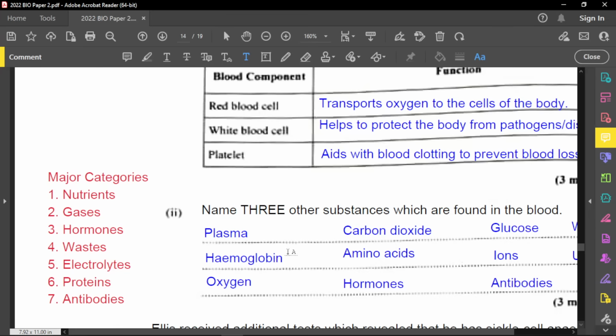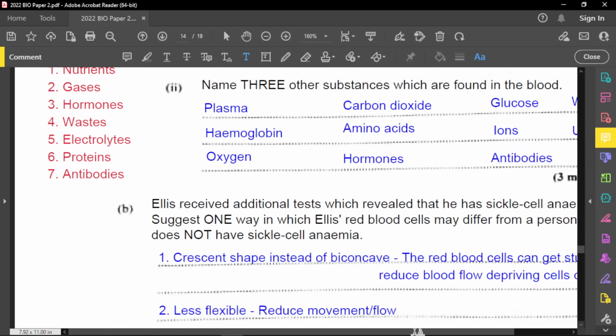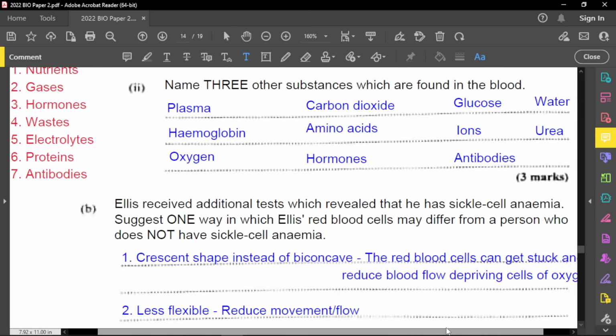You can answer this question in a categorical form, or just specify the exact substances. So it really doesn't matter, to be honest, the way you answer it, because it's an open question. It's name 3 other substances which are found in blood. All right, so you can choose to answer either of those 2 ways. All right, let's go to part B now.